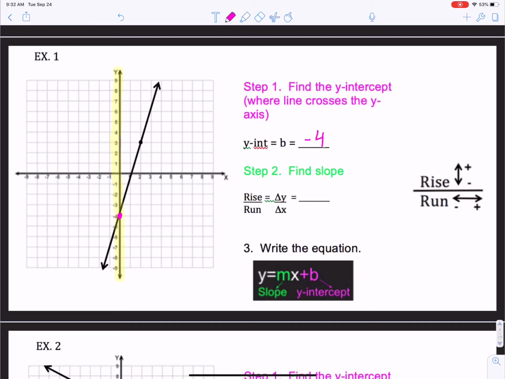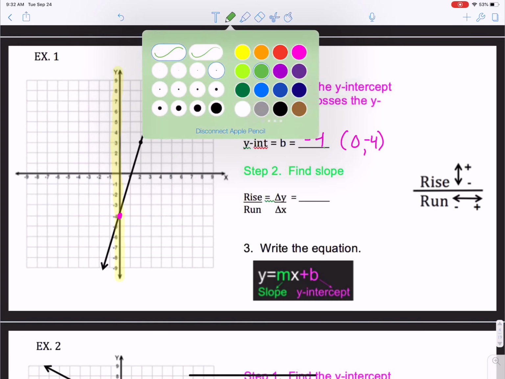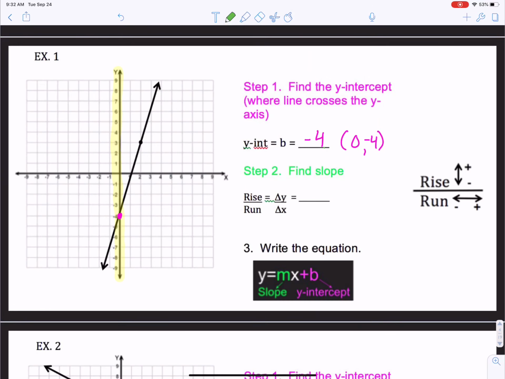But we need to remember that that could be written as an ordered pair. The x value is 0. The y value is -4. Okay? So that's our y-intercept. Step 2 is to find the slope. And for the slope, we're going to draw a slope triangle.